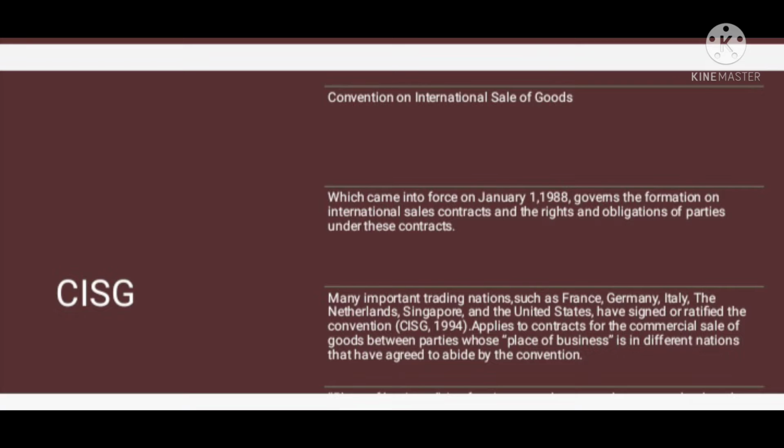Many important trading nations such as France, Germany, Italy, the Netherlands, Singapore, and the United States have signed or ratified the convention. It applies to contracts for the commercial sale of goods between parties whose place of business is in different nations that have agreed to abide by the convention.